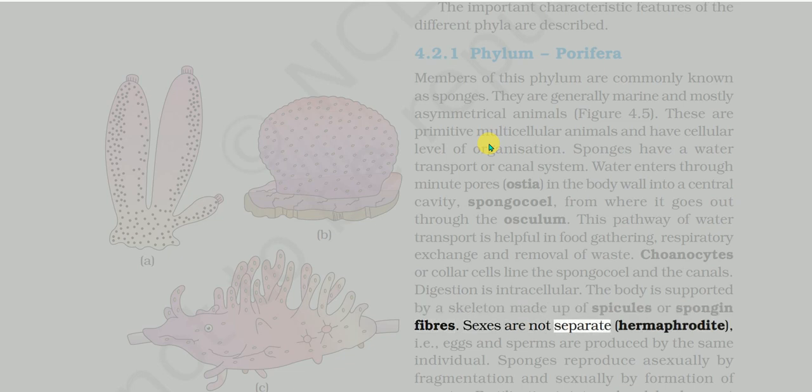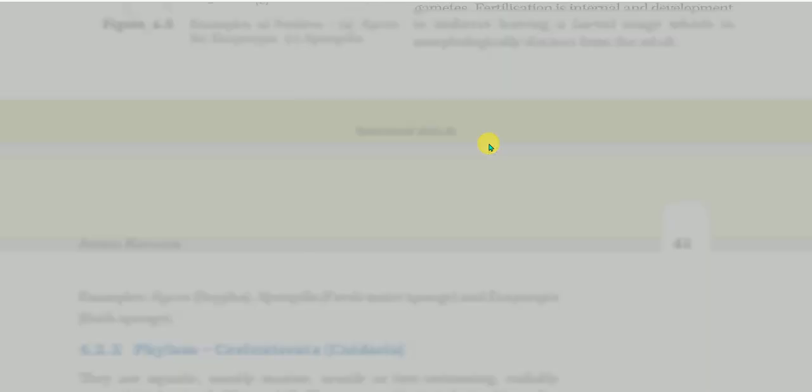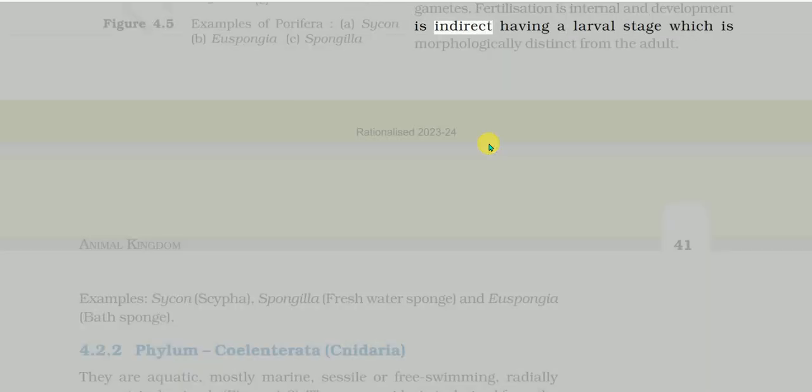Sexes are not separate, hermaphrodite, i.e., eggs and sperms are produced by the same individual. Sponges reproduce asexually by fragmentation and sexually by formation of gametes. Fertilization is internal and development is indirect, having a larval stage which is morphologically distinct from the adult.